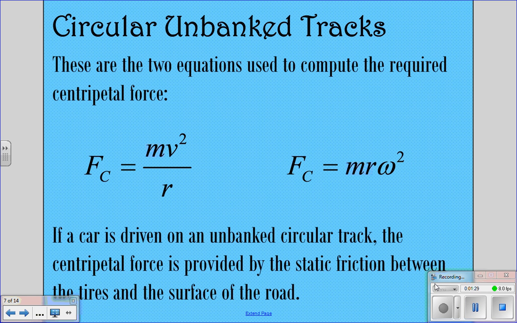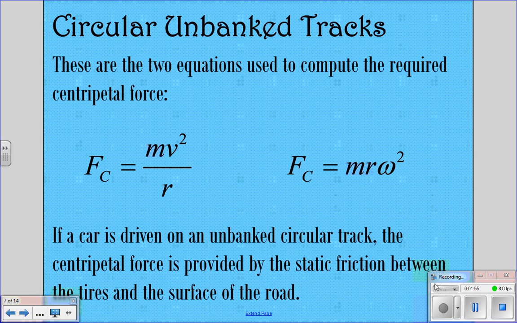Okay? If you have a car that is driven on an unbanked circular track, the centripetal force is provided by the static friction between the tires and the surface of the road. So if it's unbanked, your centripetal force is provided by the static friction between your tires and the road. We will later look at banked circular tracks.